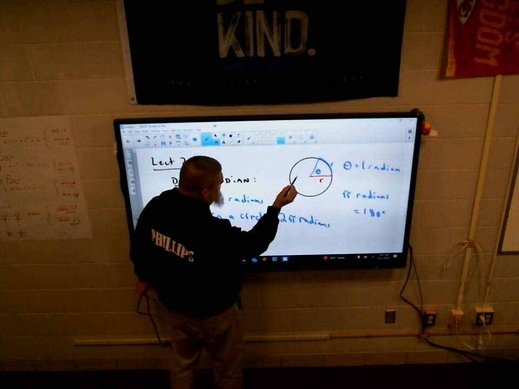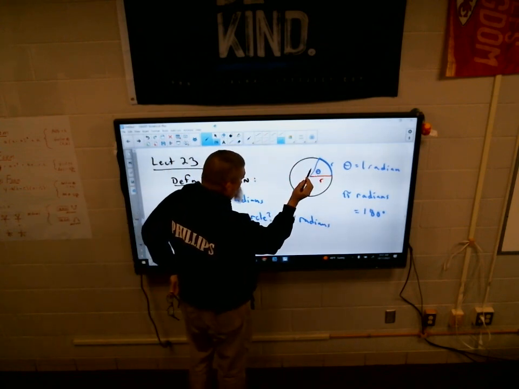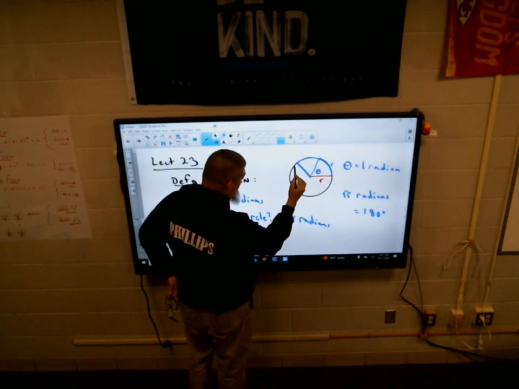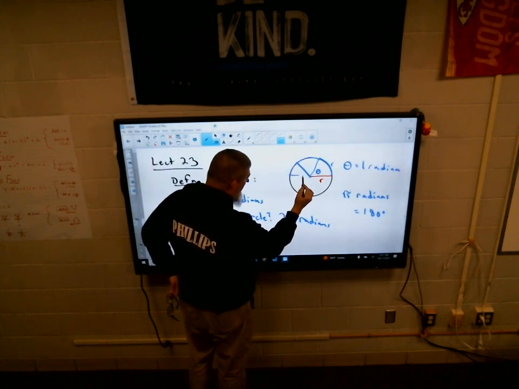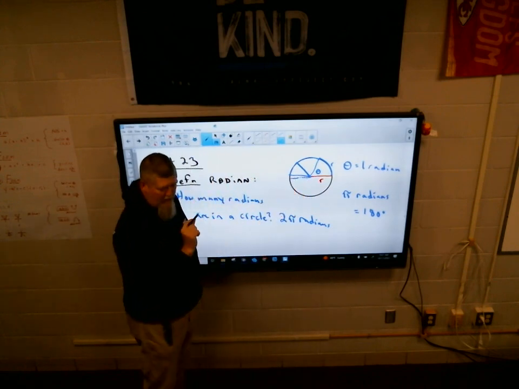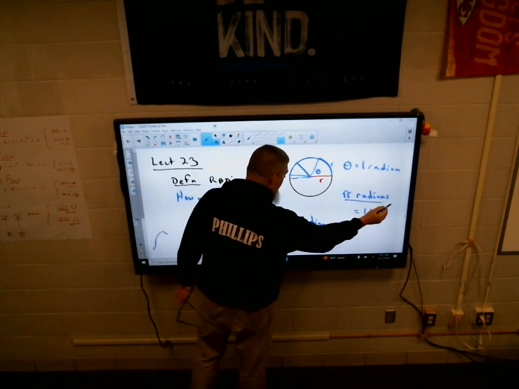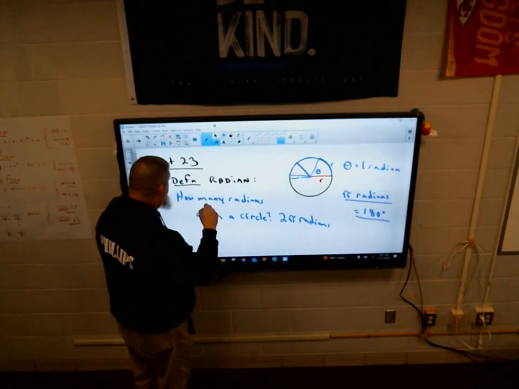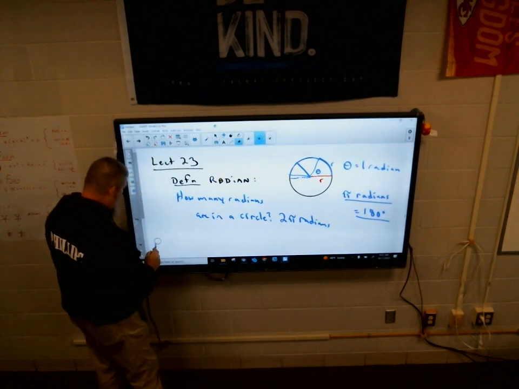Okay? Because if you were to do this R again, just for demonstration purposes, it'd be about right there. If we do R again, it comes down, and it's not quite 180 degrees. It's just a little bit off, which is why pi radians equals 180 degrees. And then, of course, if you do it again, that's 2 pi radians equals 360.